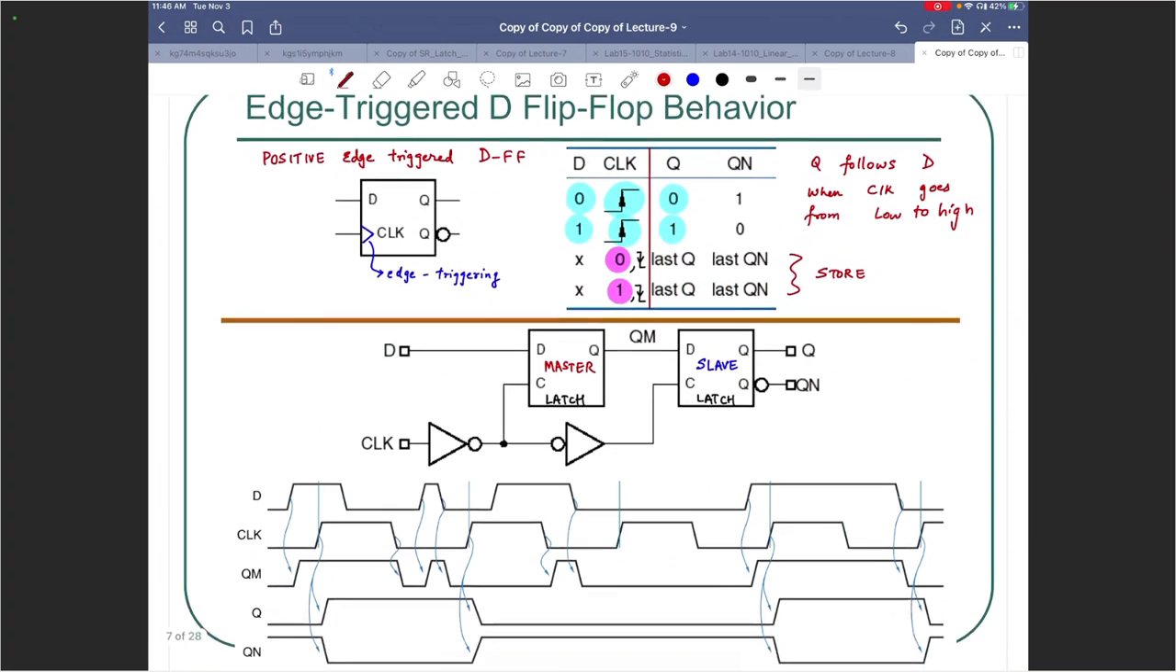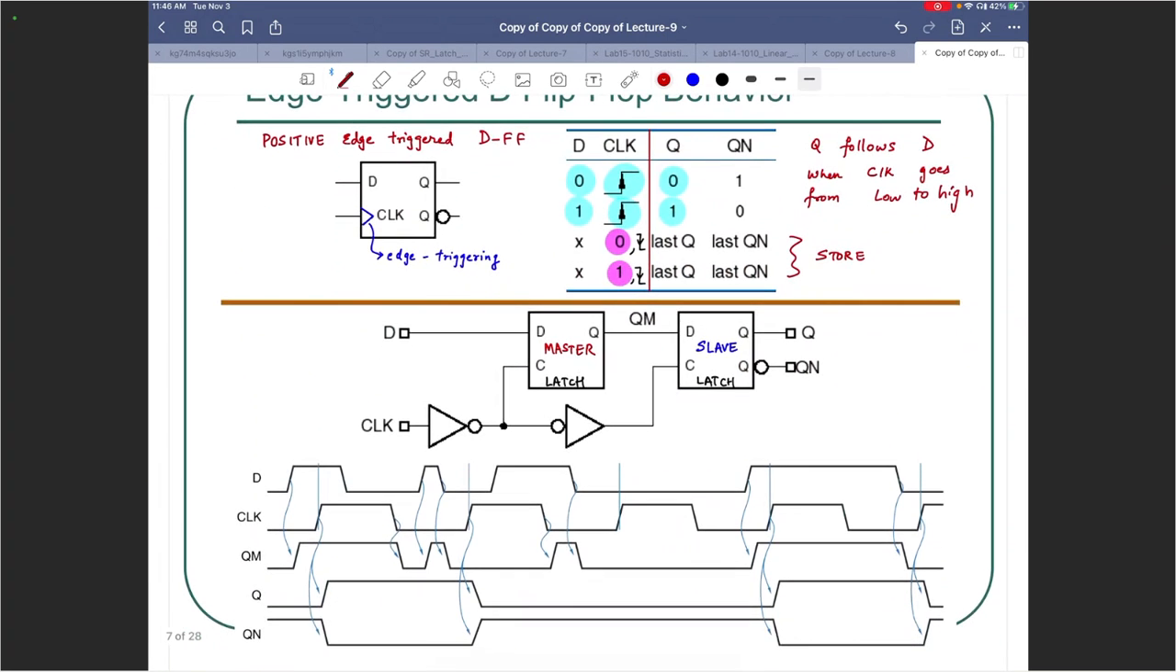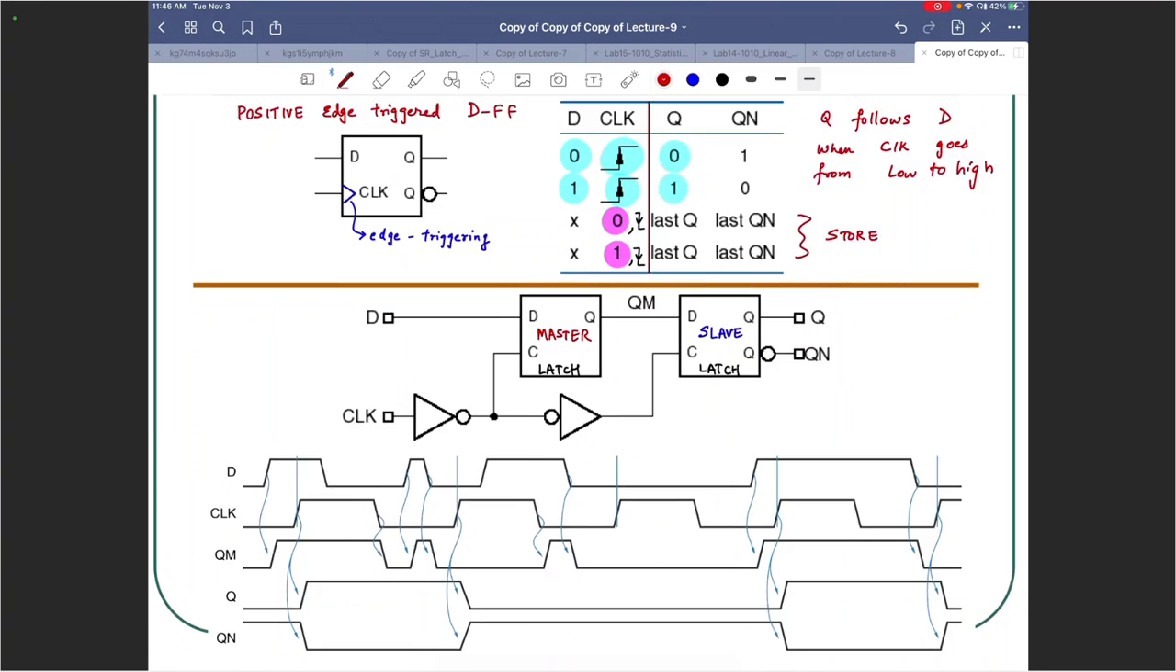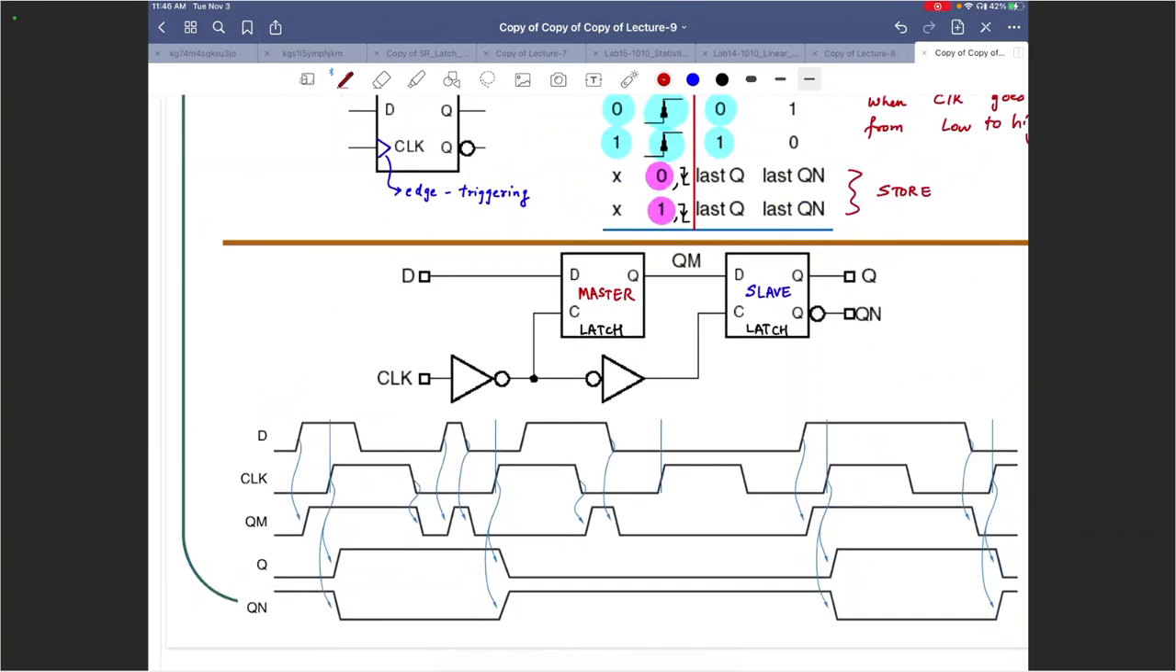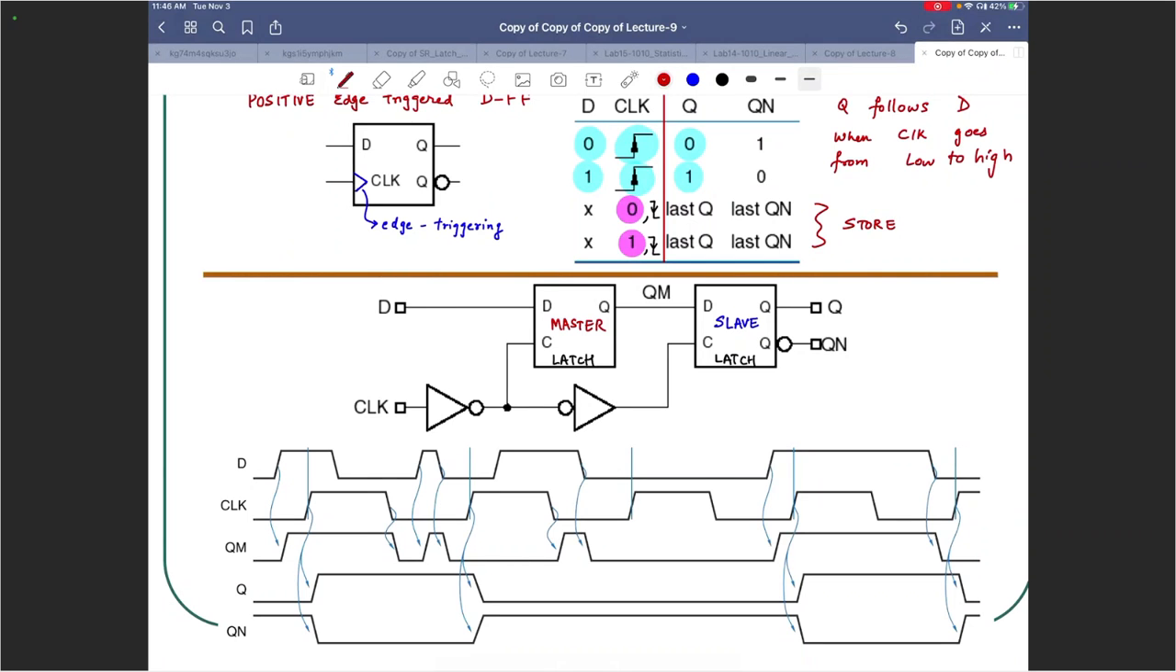Now, this is the same master-slave configuration. And what I've done over here is I've simply drawn the timing diagrams for D, clock, QM, Q, and Qn. So let me show you guys where these are. D is right here. Clock is right here. QM is right here.